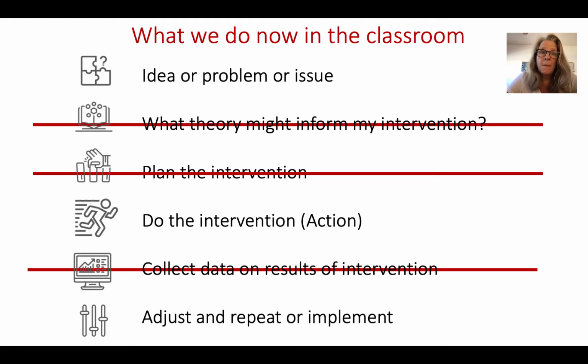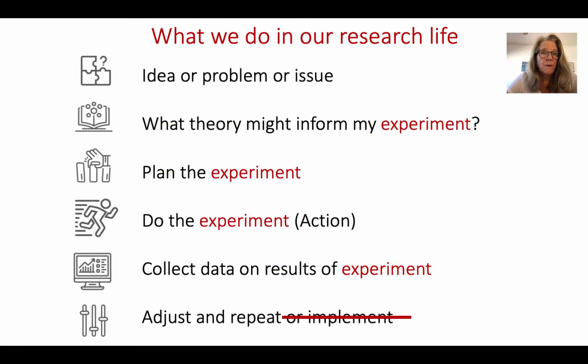Another way that you might be familiar with this process is the scientific method that you might use in your research life. So you get an idea, a problem, an issue, and then you look for the theory for this experiment, and then you plan the experiment, you do the experiment, you collect data on the results, and then you repeat it, or you adjust, or you publish. So this is familiar to many of us, of course, as we've learned science throughout our lives.